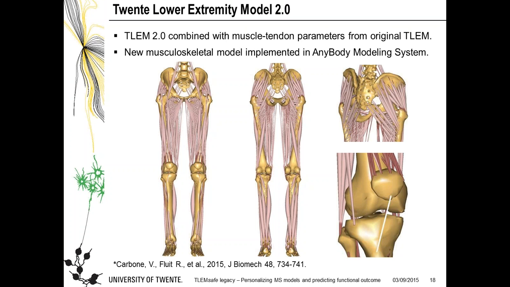Finally, the TLEM 2.0 musculoskeletal geometry was combined with muscle tendon parameters from the original TLEM dataset, and the new musculoskeletal system was implemented in the AnyBody modeling system and integrated with the existing model of the upper body.